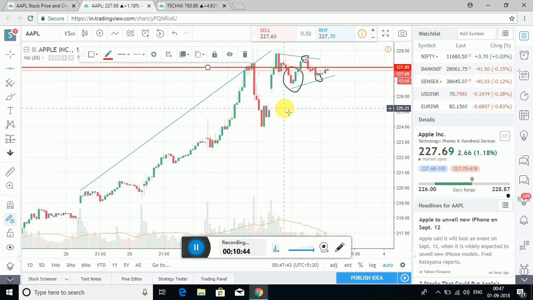Now this kind of analysis you need to do every day. You're going to make a list of scripts in which you trade daily. These can be scripts which have low betas. These can be the scripts which have high betas according to your trading behavior. And you're going to approach the market in this way, which I've shown you right now.